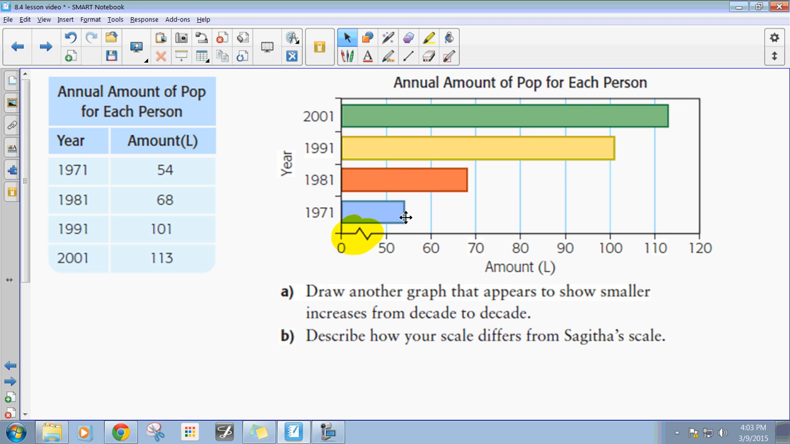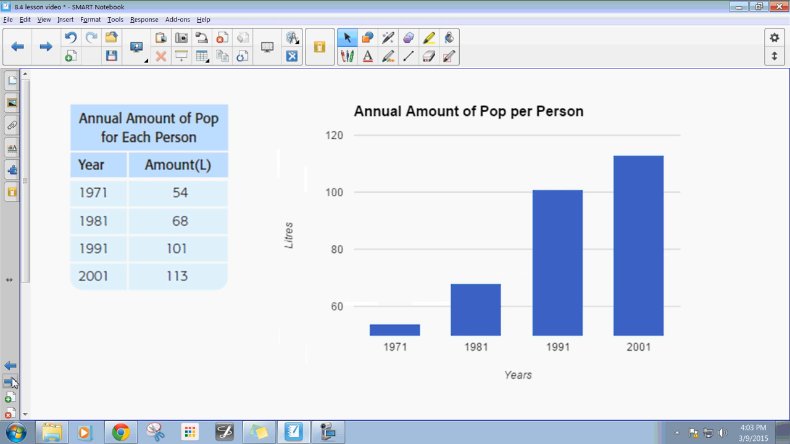So if we were going to draw another graph that had smaller increases from decade to decade, we're going to show you another one. First, I'm going to turn that right side up so that for some of you it's easier to look at. In 1971, we've got a small amount, and it's slowly increasing. You'll notice that I also have a line break, or an axis break, where some of the increments have been removed. So it looks like there's been a steep increase in the amount of pop people have drunk.